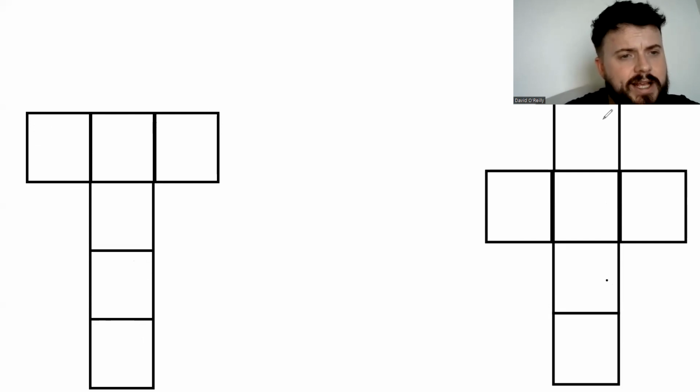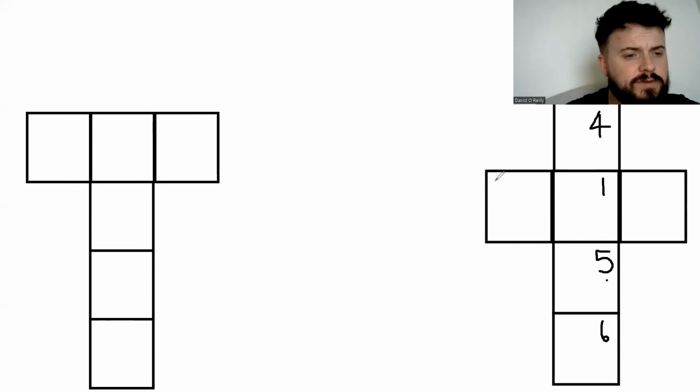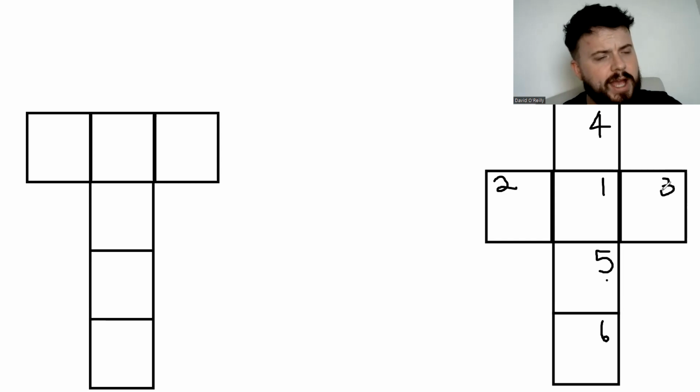Okay, so say it before I write it. Which number should be here? It's a 4. Which number should be here? It's a 1. Which number should be here? We've got 5. And then down the bottom, we've got 6. On the sides, we've got 2 and 3. We're going to see pretty soon why these numbers are important, okay?